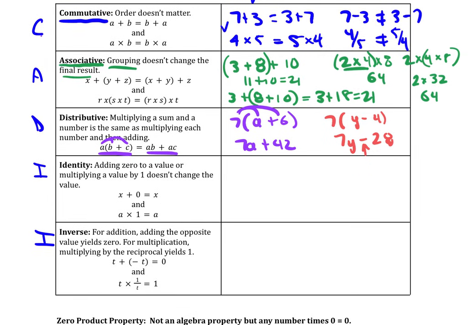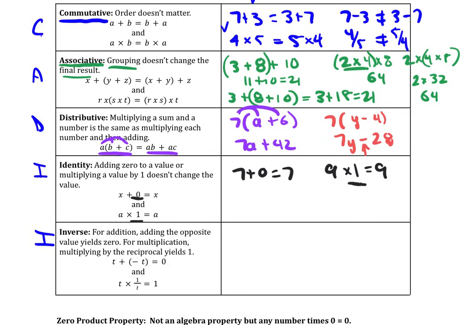Identity says if I add 0 or multiply by 1, I don't change what's happening. So 7 plus 0 equals 7. 9 times 1 equals 9. That will come into play later. This is actually kind of a big rule, especially when you start thinking about simplifying fractions, because 1 can look a lot of different ways, and it'll make more sense later when we talk about that.